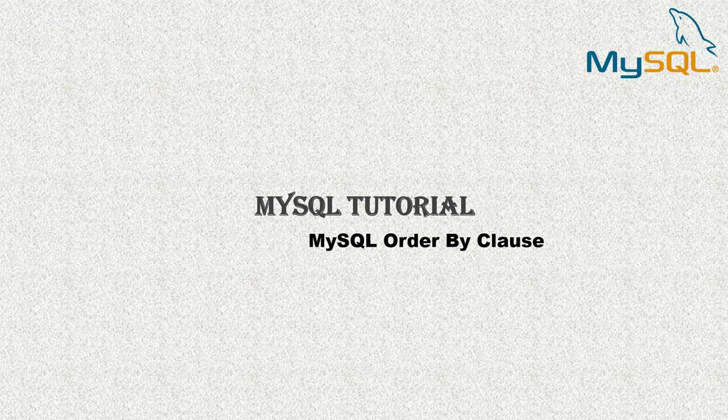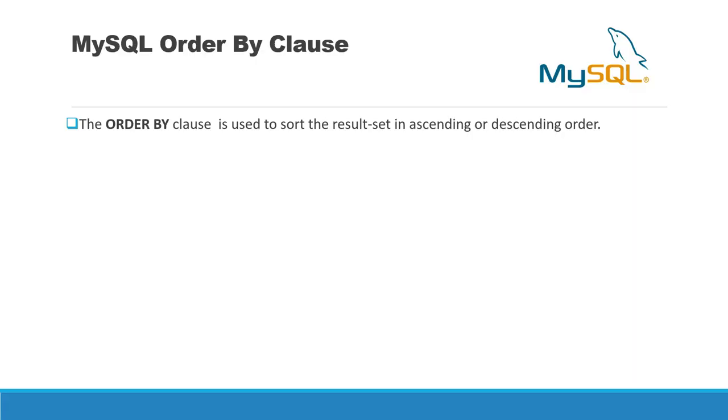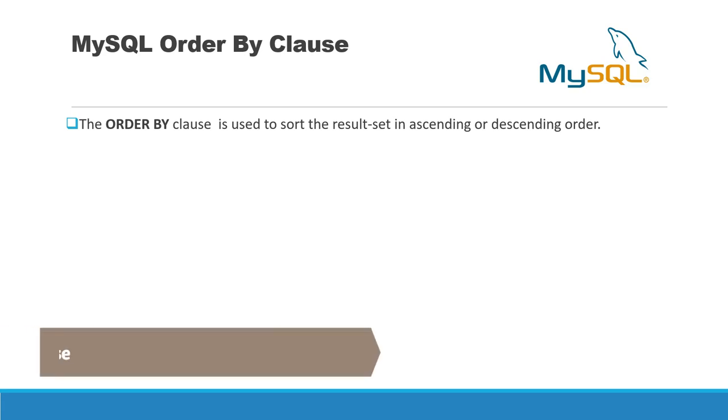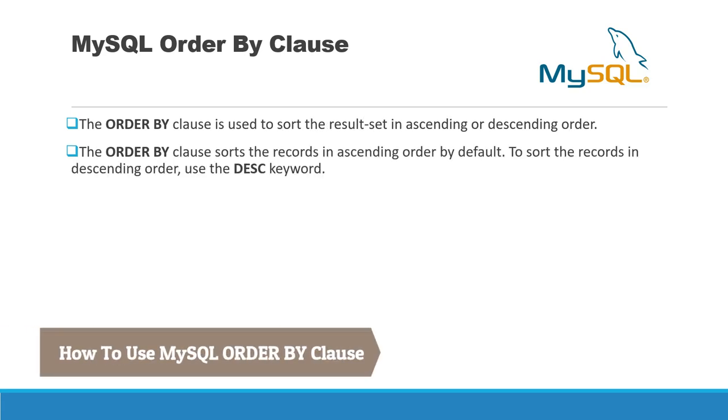In this MySQL tutorial, we are going to learn about the ORDER BY clause in MySQL through an example. So let's try to understand the concept first of all. The ORDER BY clause is used to sort the result set in either ascending or descending order. ORDER BY sorts the records in ascending order by default. To sort the records in descending order, we have to use the DESC keyword.